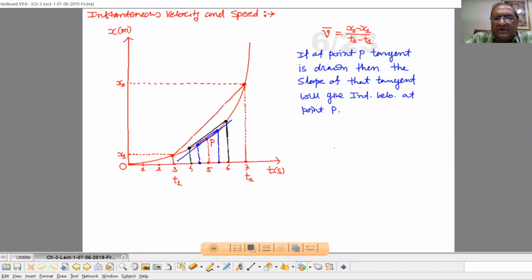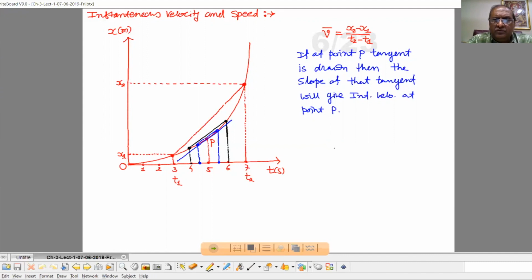Now see, our next topic is instantaneous velocity and speed. We discussed average velocity and speed, but that average velocity and speed give you an idea about how fast positions are changing during the overall journey.